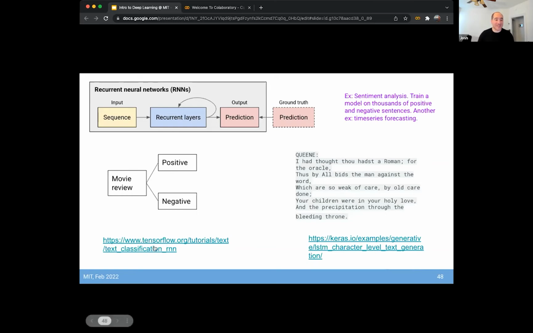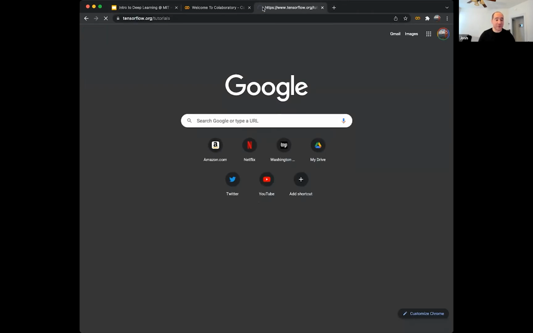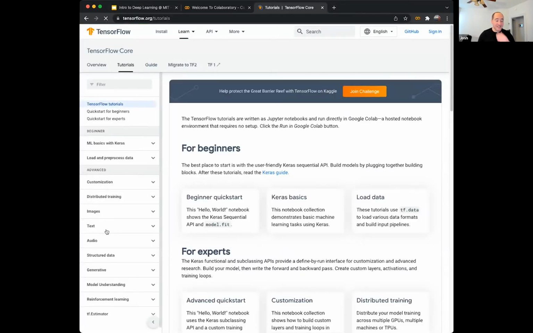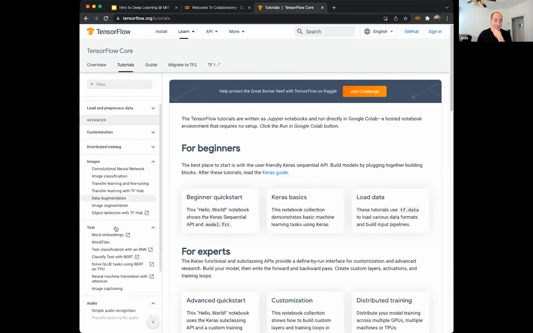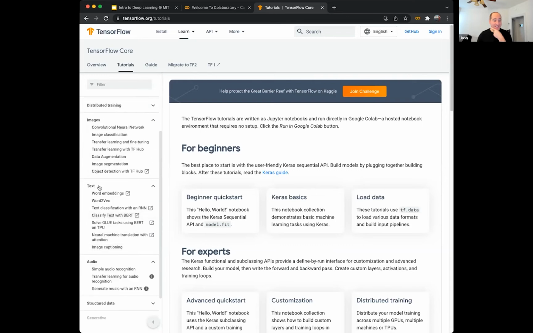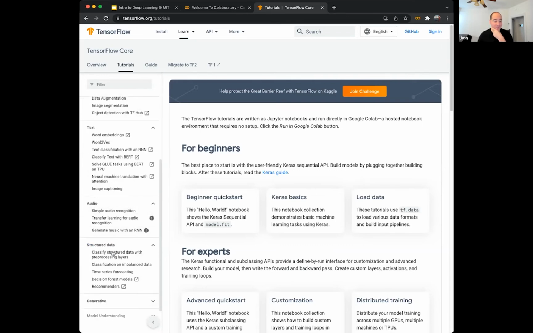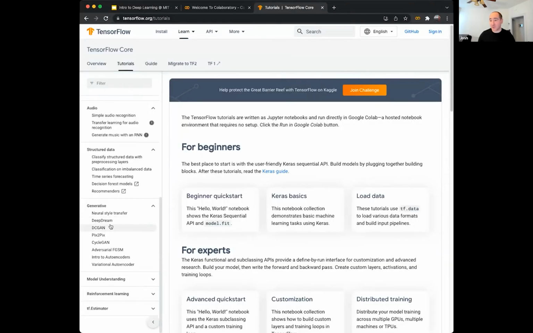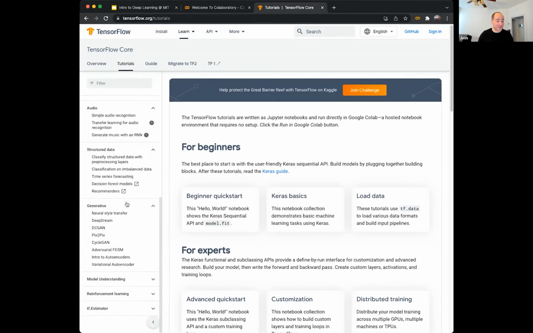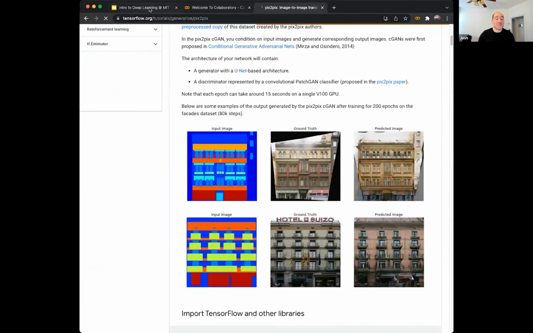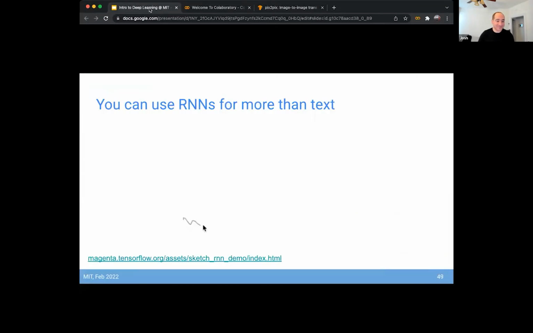By the way, just so you don't have to type in all of these links, I know it's recorded, but if you go to tensorflow.org/tutorials, you can find all of these examples in these different sections. We have tutorials that show you how to apply networks to all sorts of different types of problems: image classification, text classification, audio, structured data. There's all sorts of really cool stuff here that a lot of people have spent a lot of time working on, and some of it is really quite beautiful. Anyway, too much stuff all at once. So recurrent neural networks are good for sequences.